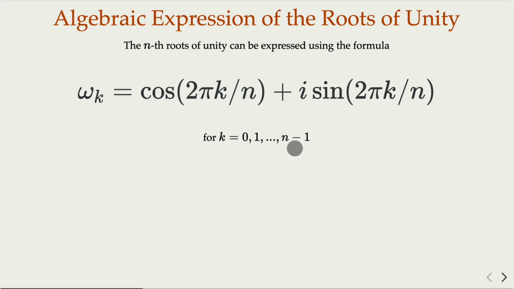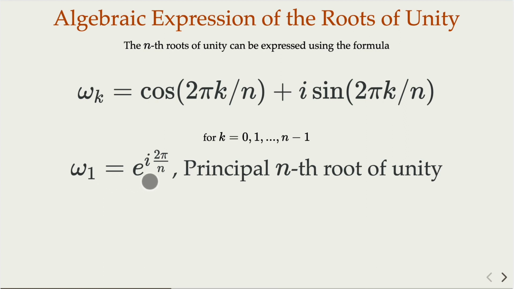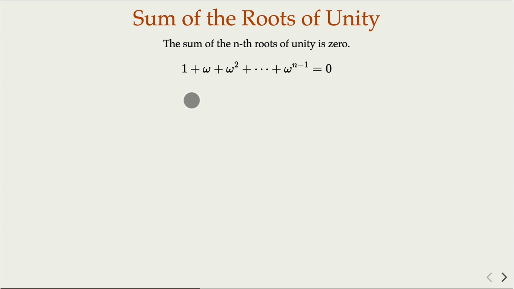The algebraic expression for the nth roots is e to the 2 pi i k over n, where k goes from 0 to n minus 1, so we have n numbers here. Notice that the angle is 2 pi times a rational number, k over n. The first one, k equals 1, is the principal nth root of unity, and every other one is going to be a power of it. That's an important property. The sum of the roots of unity is going to add up to 0.